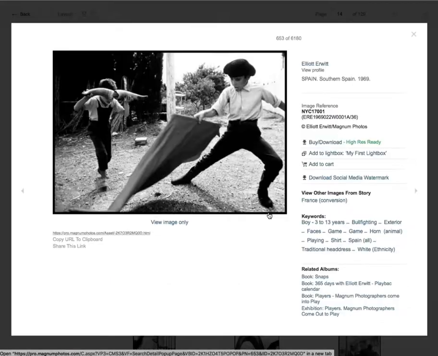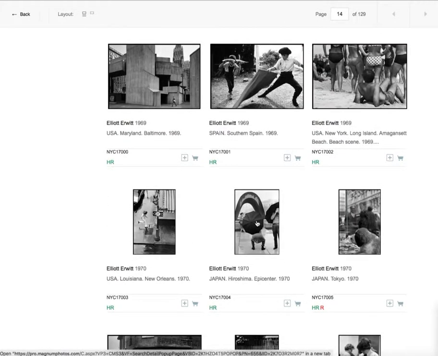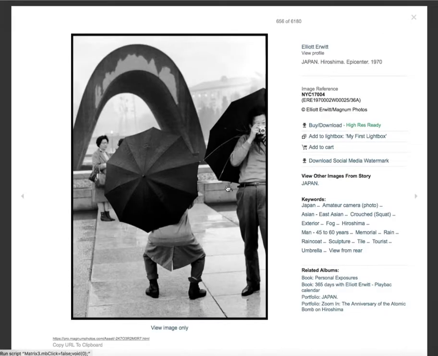Very dramatic right here. Repeating diagonal lines here and here. And of course you have this curvilinear element. And then you have the woman in the background. Nicely spaced, good separation. This is a great photograph.